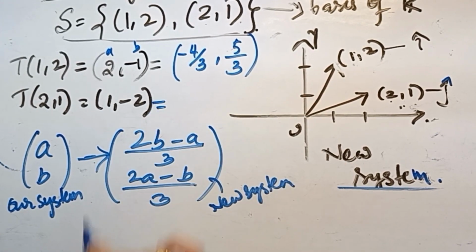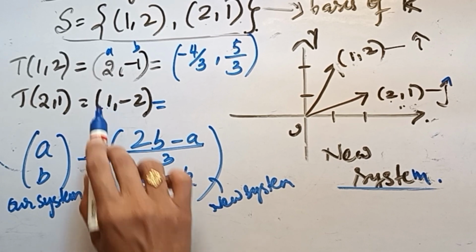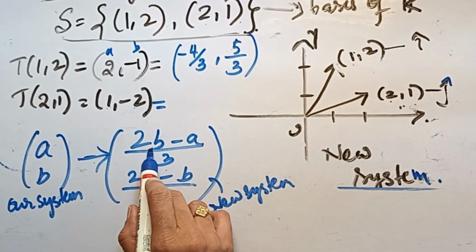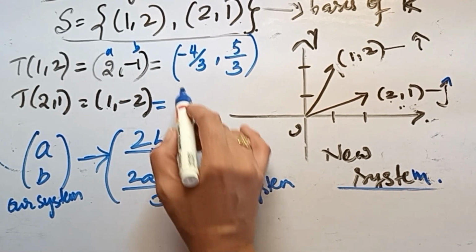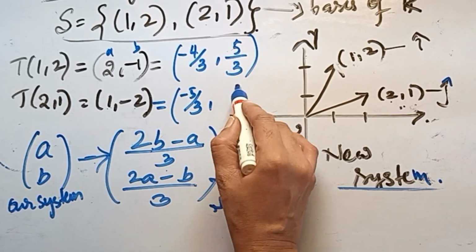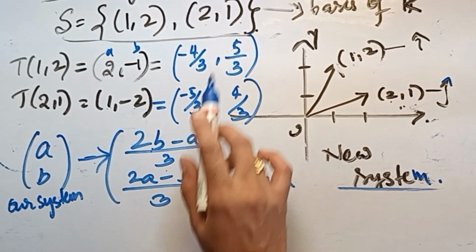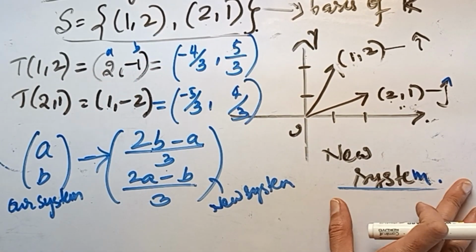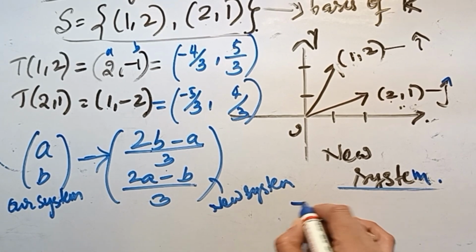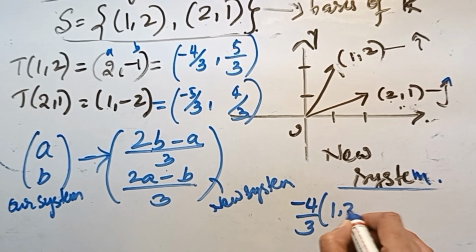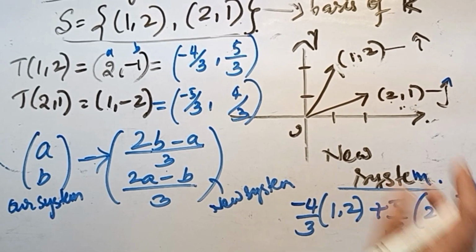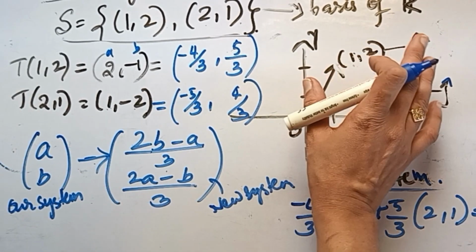Okay. This is equal to, again here apply where 1 comma minus 2 goes to in our new system. Apply this. 2 2 is a 4 minus 1 minus 5 by 3 comma, then 2 plus 2, 4 by 3. So these are the positions. This is how we say the same vectors in the new coordinate system. So it is nothing but minus 4 by 3 times 1 comma 2 plus 5 by 3 times 2 comma 1, which will give you the required position of the vector.